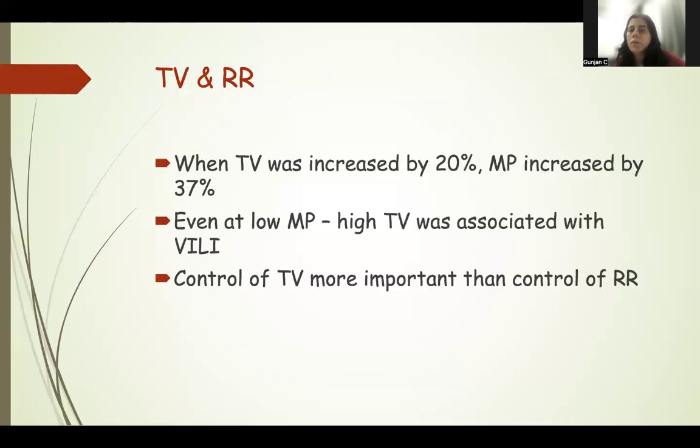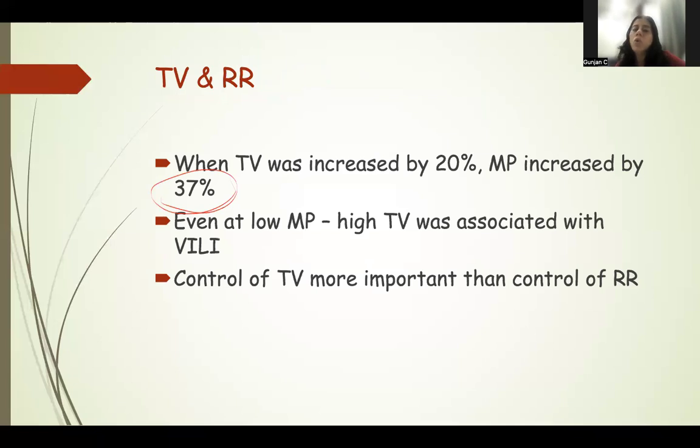Okay. So now let's break down further. There were studies, which we saw in the previous study also, which showed that when we increase the tidal volume by 20%, the mechanical power increases by 37%, which is huge.